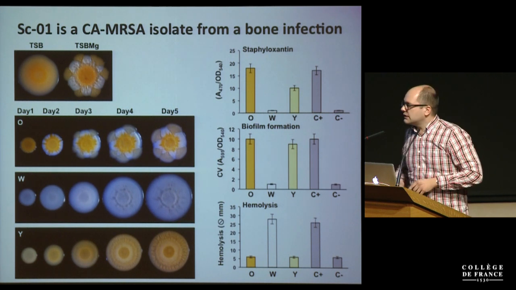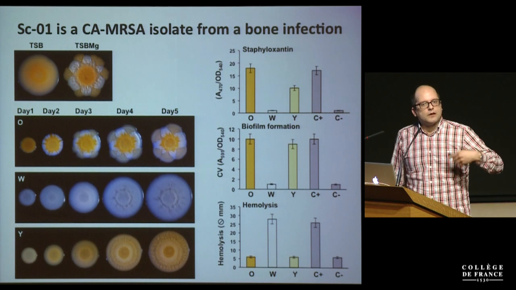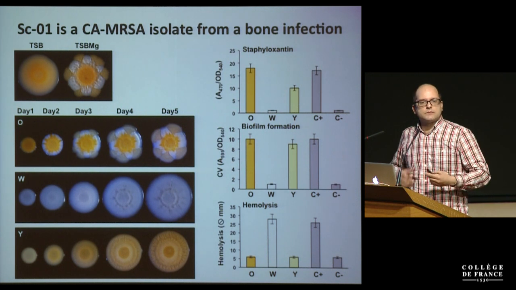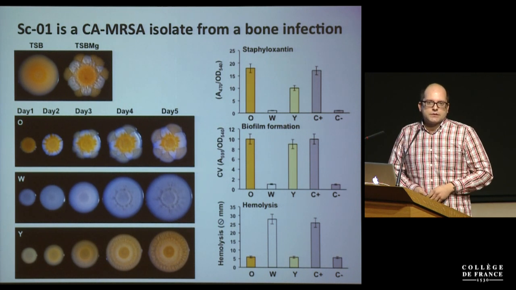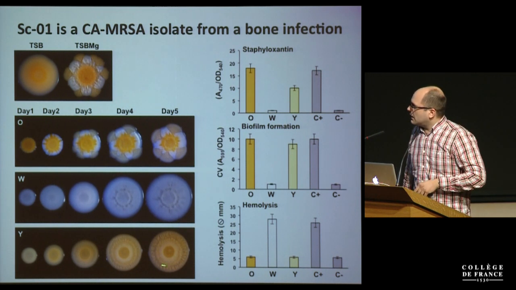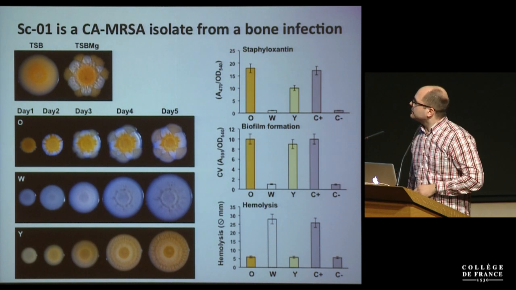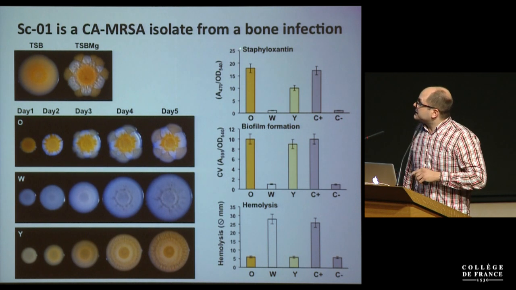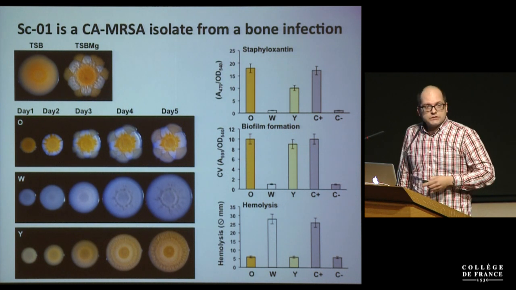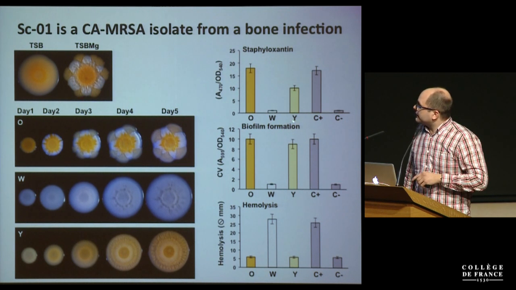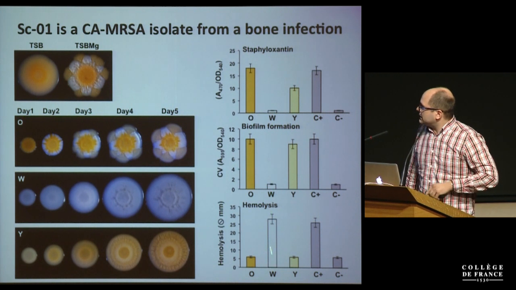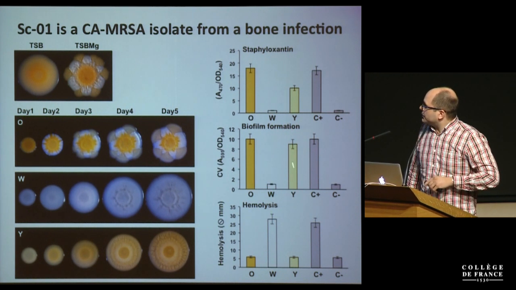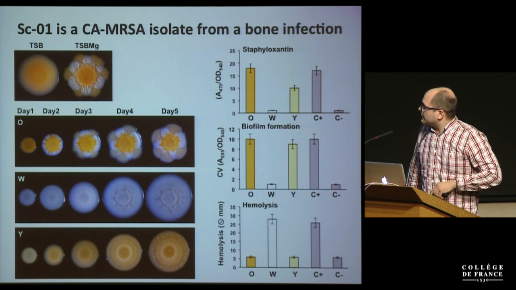The origin strain, here in the middle, keeps developing the flower in those conditions. So it seems like it is an unstable strain that develops mutants in these particular conditions, and those mutants are more stable in TSB magnesium. There are differences in the production of staphyloxanthin, of course, as you can see, but also in biofilm formation and hemolysis. The white strain cannot develop biofilm, but it produces a lot of toxins, and the yellow strain produces biofilm like the wild type, but almost no toxins.